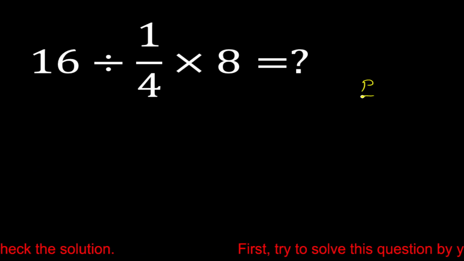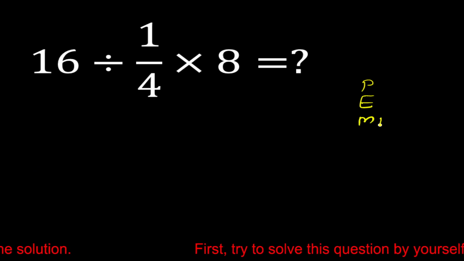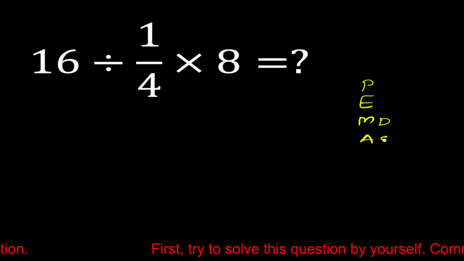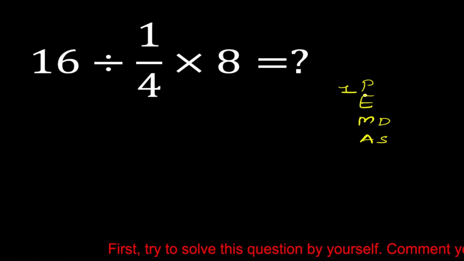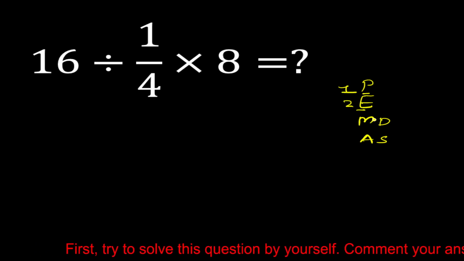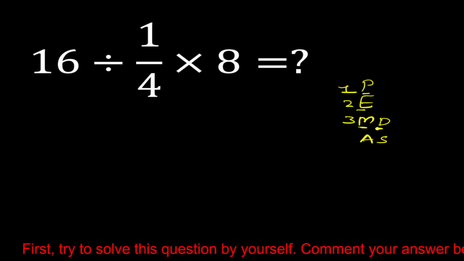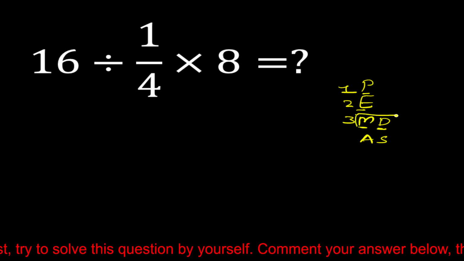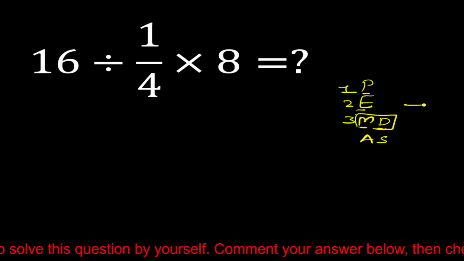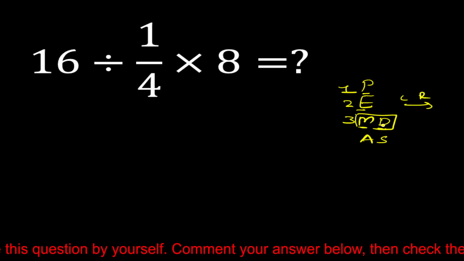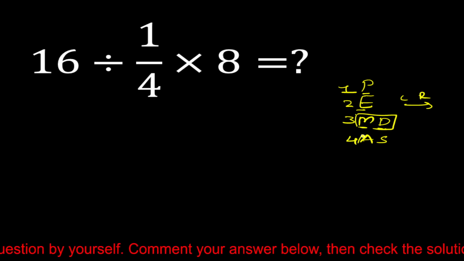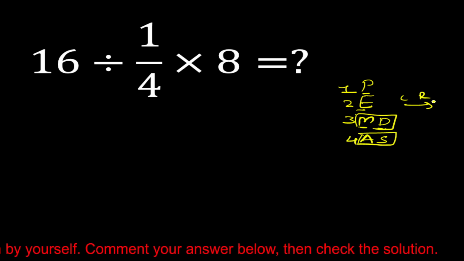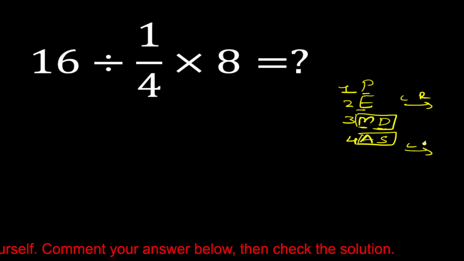PEMDAS. According to the PEMDAS rule, first priority is parenthesis, second priority is exponents, third priority is multiplication and division. Multiplication and division both have equal priority, so we have to solve it from left to right. Fourth and last priority is addition and subtraction. Also both have equal priority, so we have to solve it from left to right.